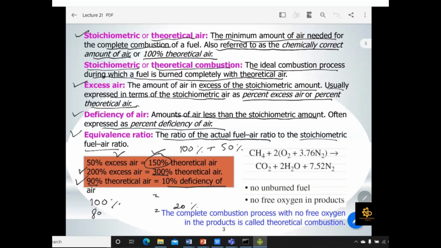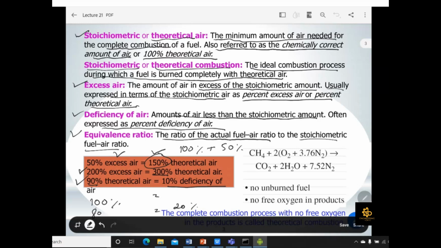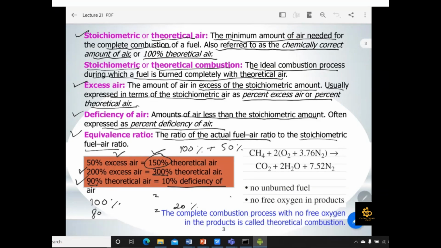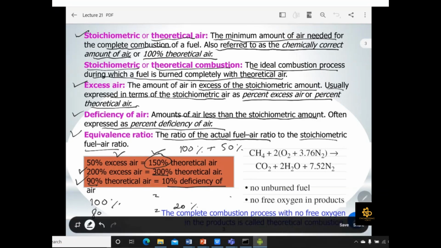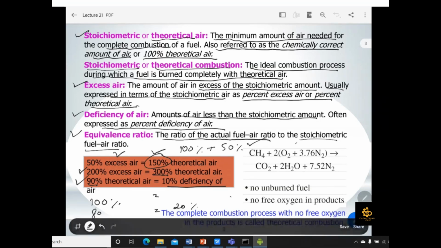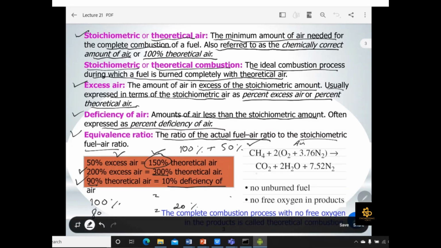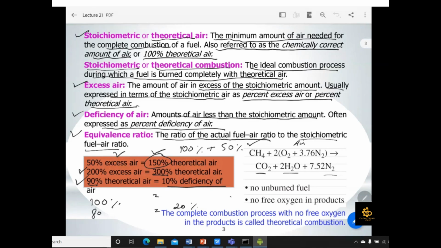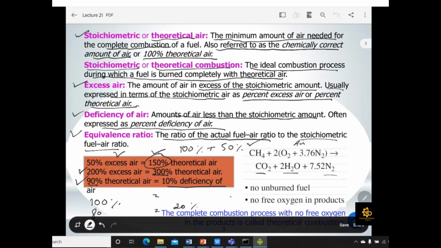This is how you have to deal with it when the problem statement mentions that you are supplying excess air or deficient air. Now, the equation related to complete combustion is mentioned over there. If we have CH4 and air as the oxidizer, then we get CO2, H2O, and N2 on the product side. You can notice that there is no unburned fuel over there.